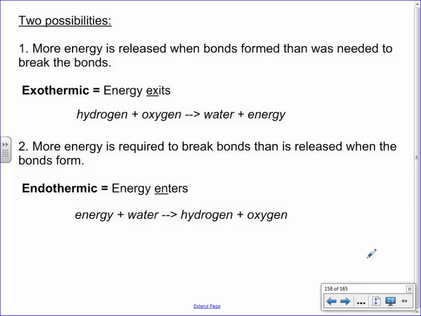So here's a slide that more or less summarizes what I just meant here. If it's exothermic, energy exits. It gives off energy. If it's endothermic, energy enters. It absorbs energy. Okay. So one of the questions I had on your lab from yesterday then was, go back through our equations and try to tell me which ones were endothermic and which ones were exothermic.